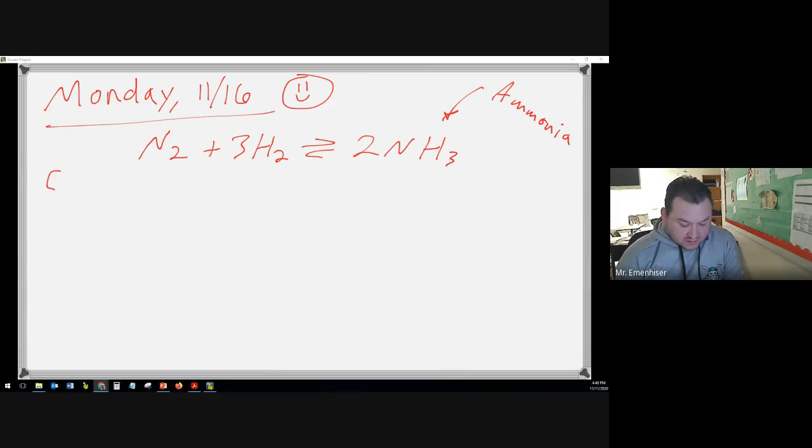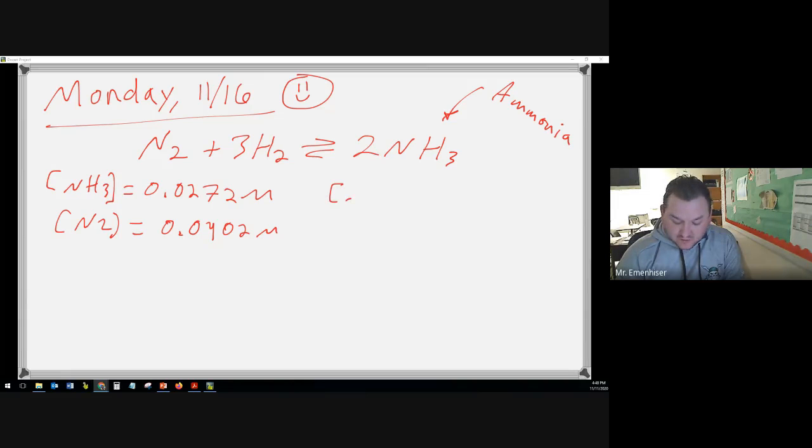So we're told that NH3 is equal to 0.0272. We're told that the concentration of N2 is 0.0402. And the concentration of H2 is 0.1207 molar. And so we want to find the K value. Keq or Kc, we want to solve for this.